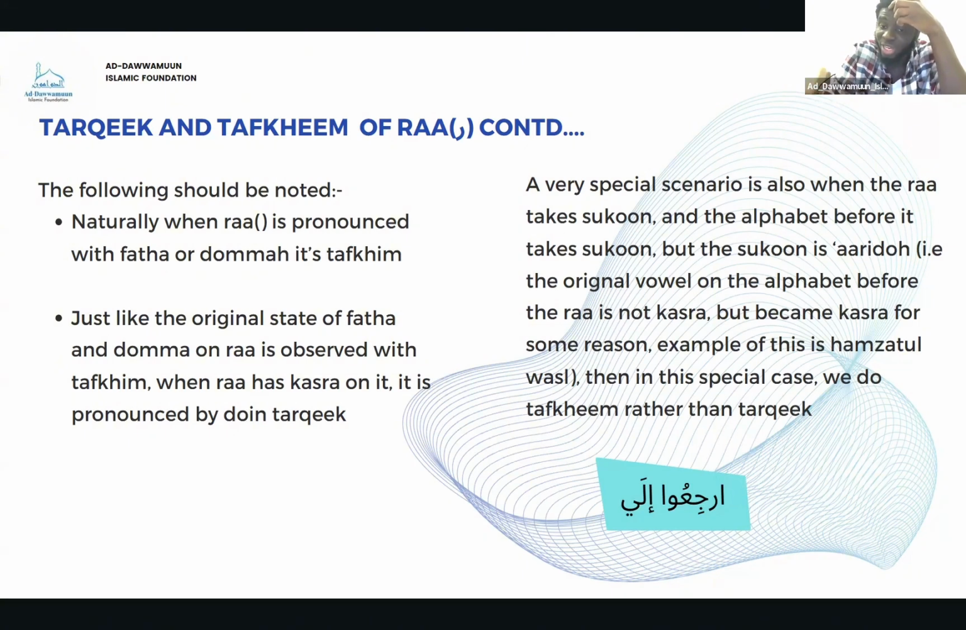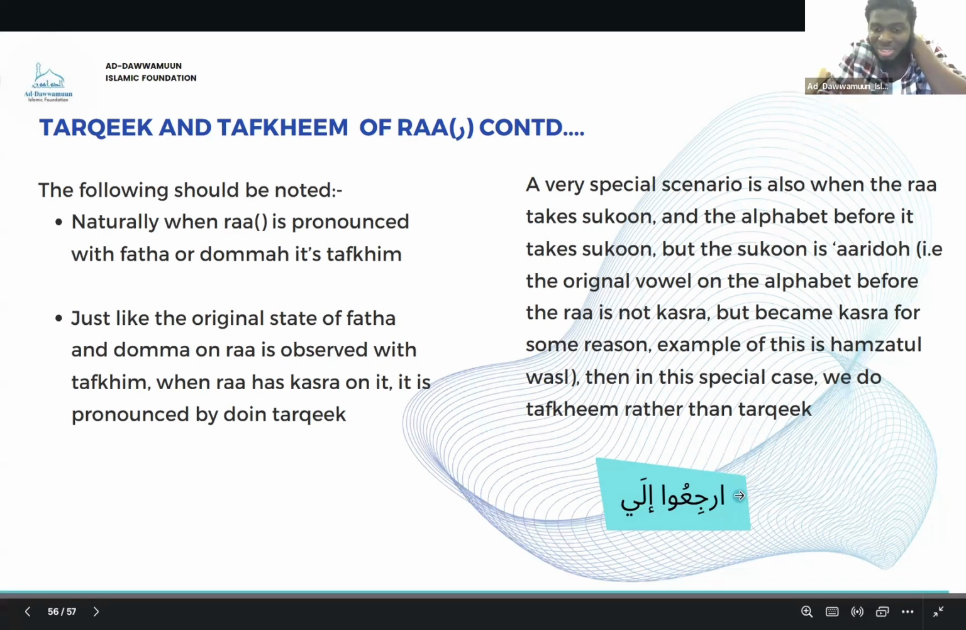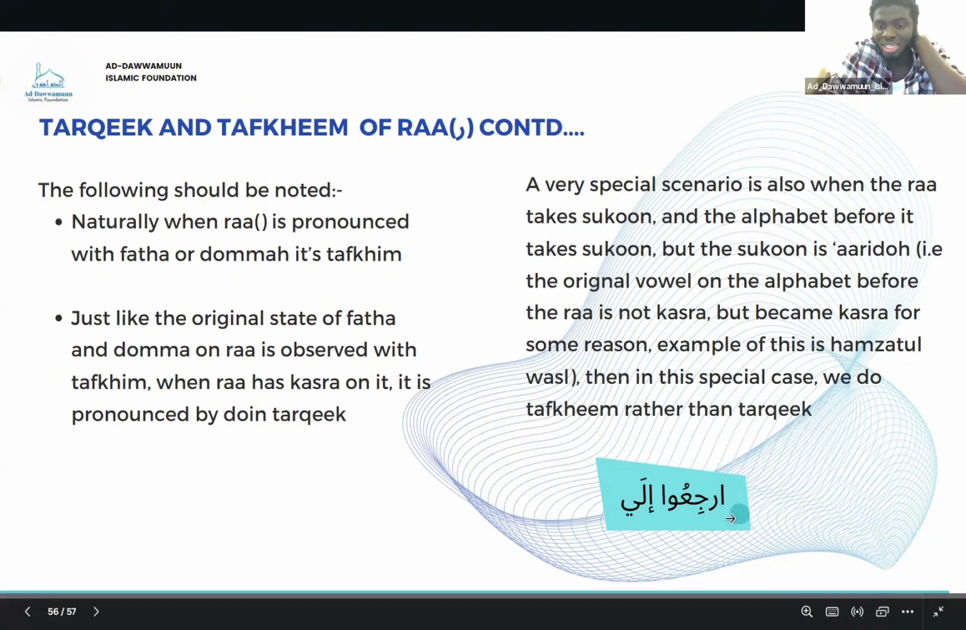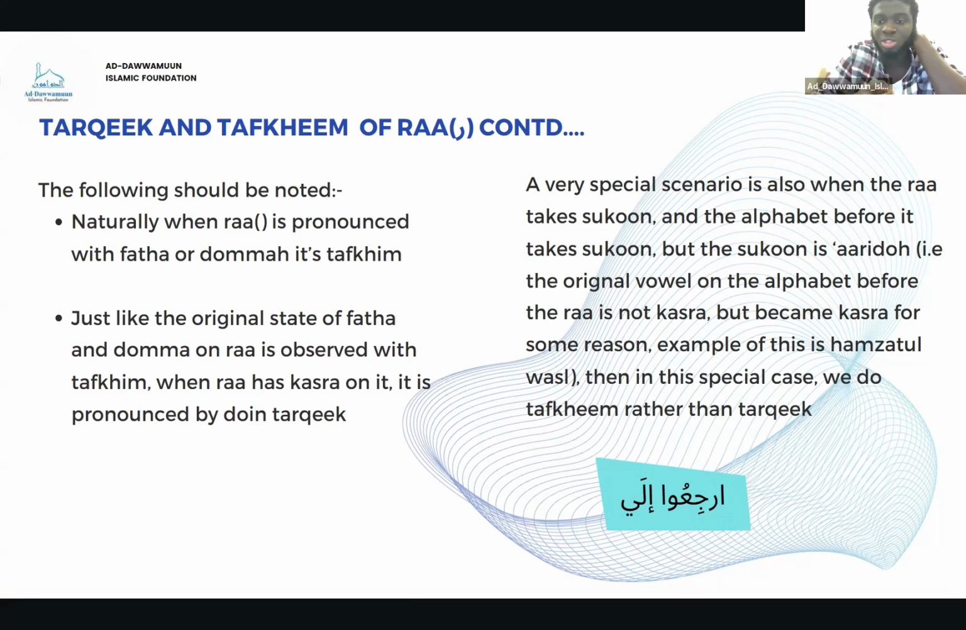When you're reading in the middle of a sentence and you're reading it together, you don't pronounce the hamza, you just ignore it as if it's silent, as if it doesn't exist. But if you are starting from that word that has hamzatul wasl before it, then it becomes a significant hamza that needs to be pronounced. So if you look at this word, you say irji'u, and you're meant to do what? Tafkheem, because the sukun is what? Arido.